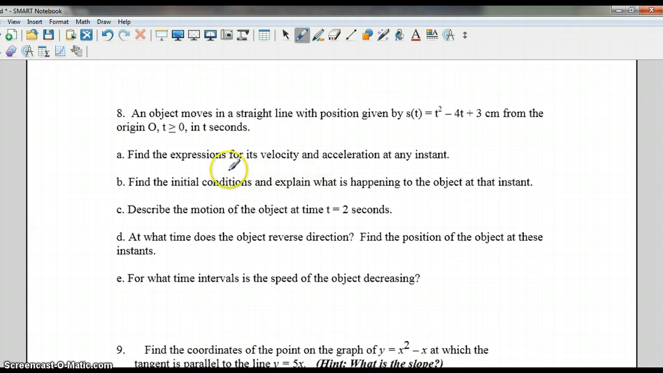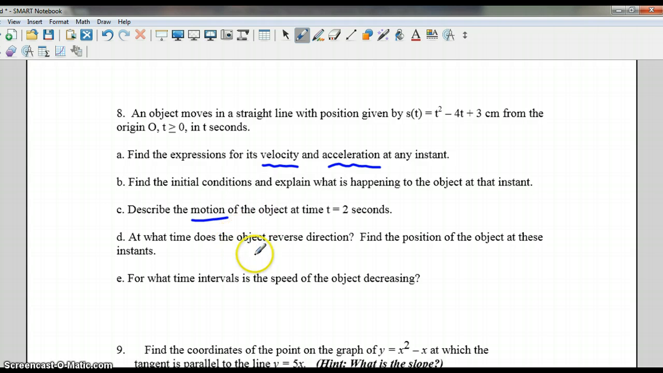And number 8 is another question where we're asking you to just think about velocity and acceleration. So again, we're finding the first derivative and second derivative. And just start to think about what's happening along the path that this object is moving. Describe the motion. If the motion is at time of 2 seconds, well, motion would include our velocity and our acceleration because those are both moving, they're showing movement.